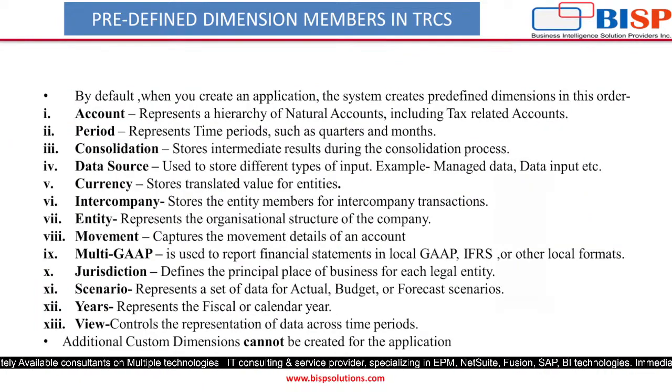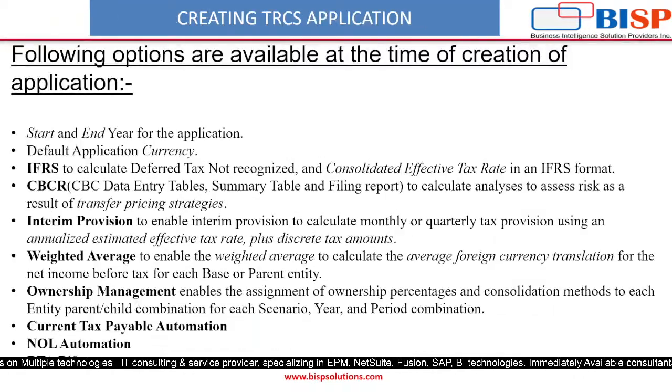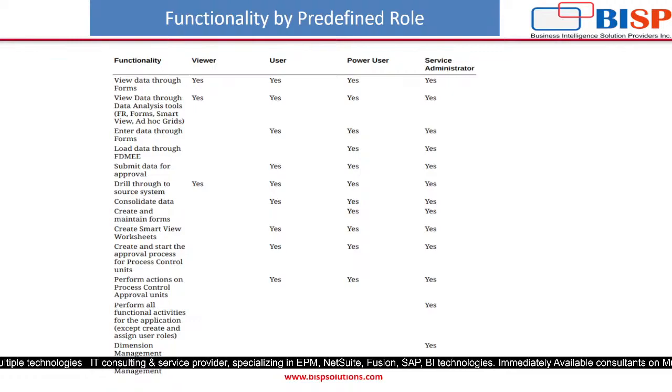Then we also saw the dimension members, the predefined dimension members in TRCS. Basically, if you remember, we have seen all the 13 dimension members which are defined, as you can see on the screen. And then we saw the functionality by the predefined role. We have already covered this, so we'll start with this and move on to the further topics.